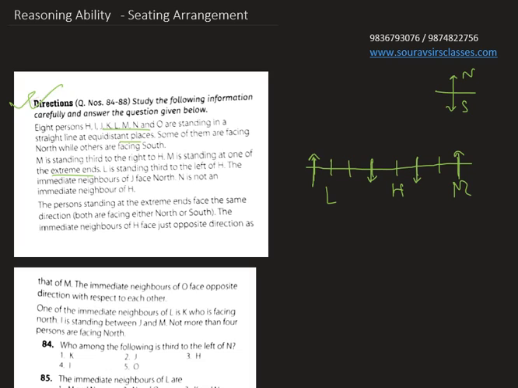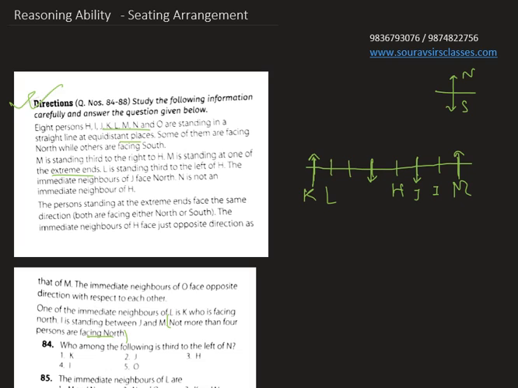The immediate neighbors of O face opposite directions with respect to each other. One of the immediate neighbors of L is K, who is facing north. Suppose K is standing at the left-hand side of L and is facing north. And I is standing between J and M, and not more than 4 persons are facing north.